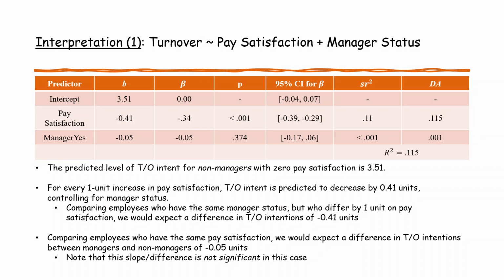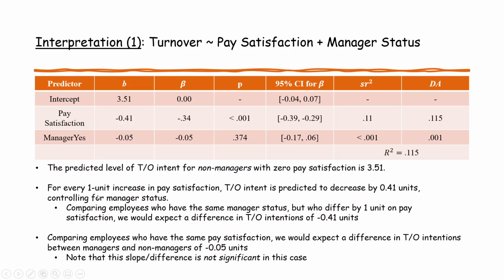So in this instance, the 0 for manager status, that's the non-managers, right? So it's whatever your reference group is. For the education example, it would be the predicted level of turnover intentions for people without college degrees and 0 pay satisfaction. So the interpretation of the intercept is always relative to your baseline group whenever you have categorical predictors.